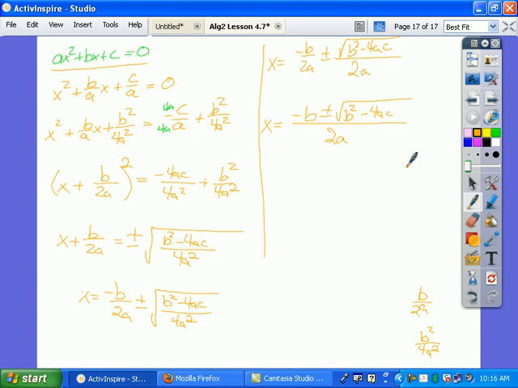Okay. So this transitions us into the next section, section 4.8, which deals with the quadratic formula. But for now, this will conclude today's lesson.